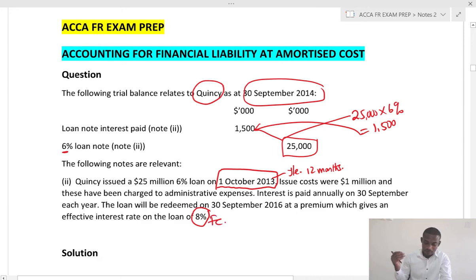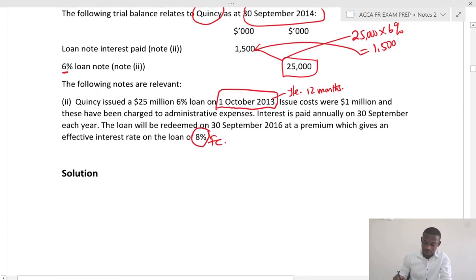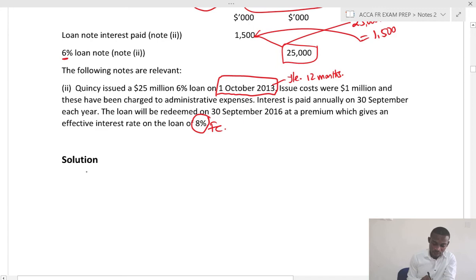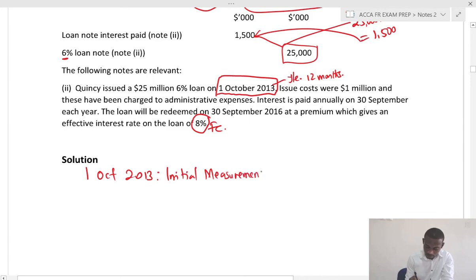Now, what are the details? In measuring these, we have to look at the date of 1st October 2013. What should be the valuation? Which again we say is the initial measurement. The initial measurement as per the standard IFRS 9 should be fair value. And the fair value should be the proceeds, or how much was received.